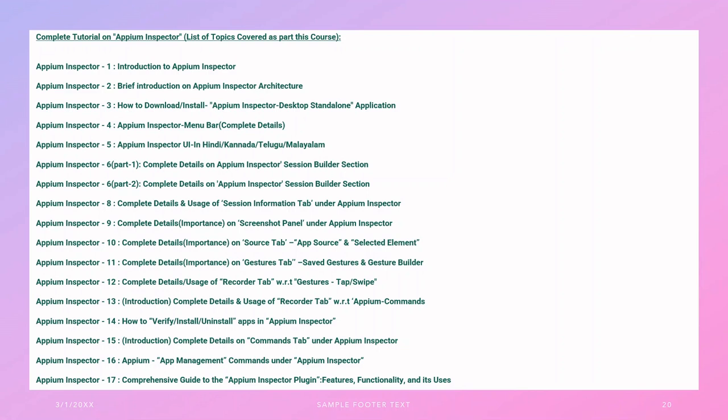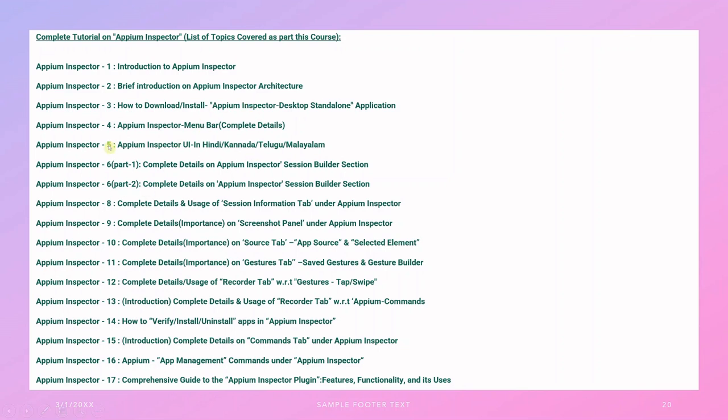The third one will be how to download and install the APM Inspector desktop standalone application. Here I will also explain about the APM Inspector web application. And the fourth one, I will explain the APM Inspector menu bar, what exactly the menu options are that we have available under the menu bar.